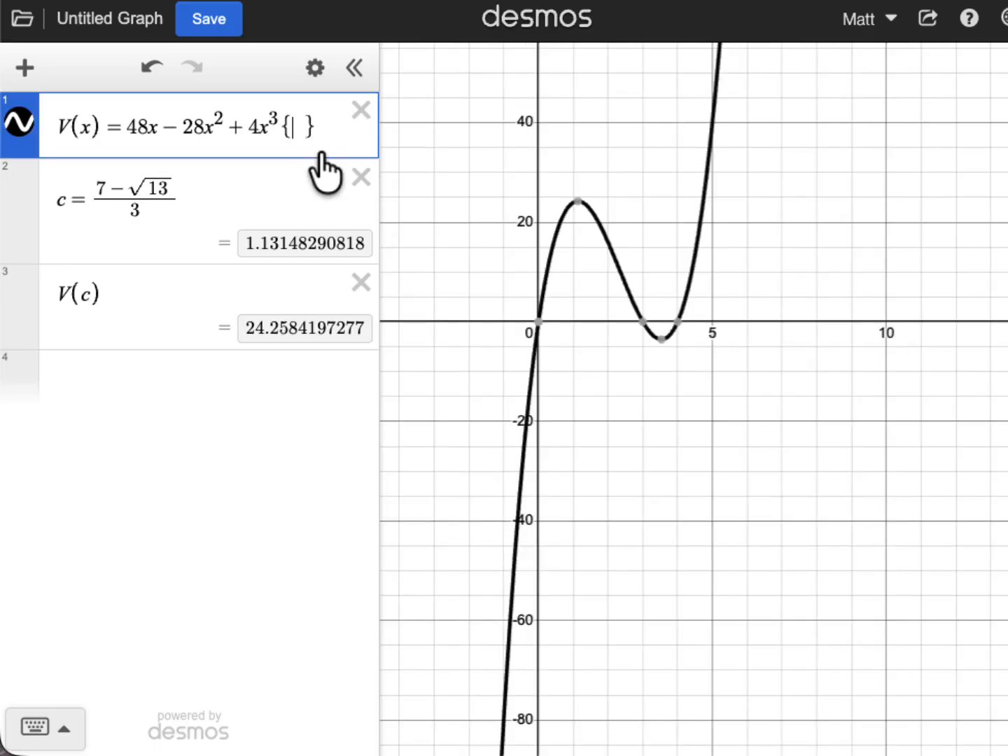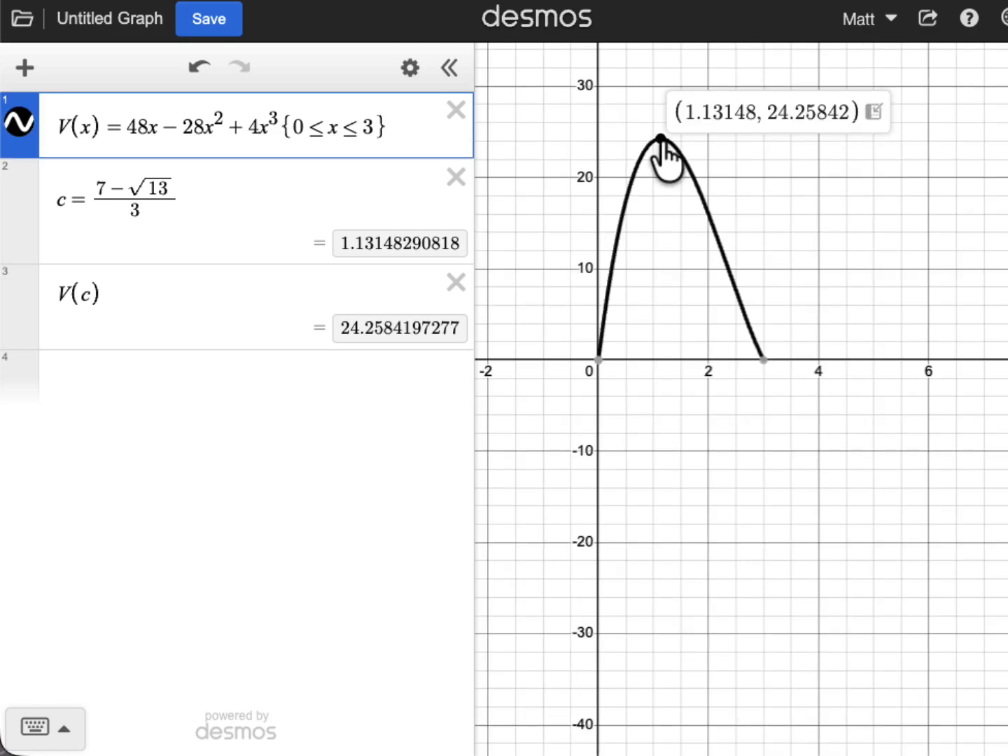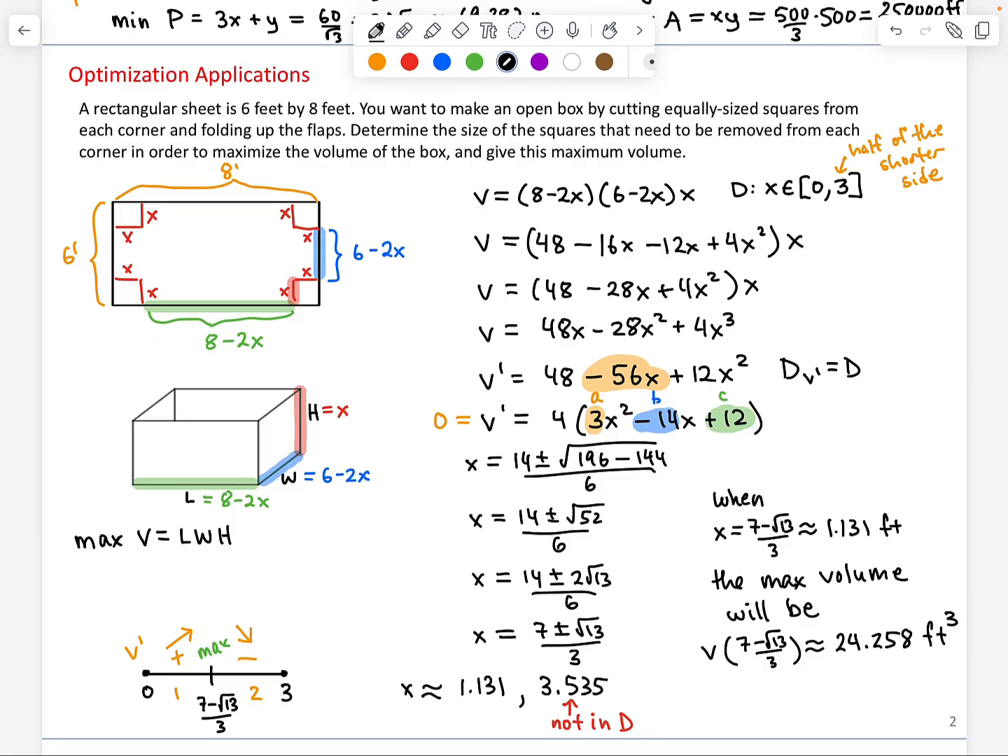X had to be between 0 and 3, and Desmos finds this maximum for us. Keep in mind that the vertical axis here represents volume of the box. The horizontal axis represents x, which is the side length of the squares that are removed from each of the 4 corners. So this first coordinate is a side length of those squares, and the second coordinate is a resulting volume of the box. Okay, let's go to the next page.